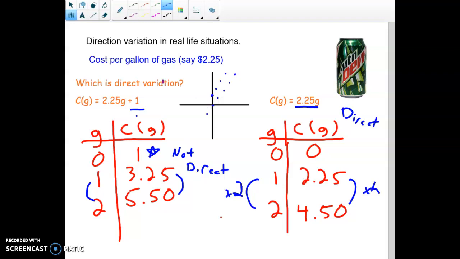So that one Mountain Dew changes everything. The Mountain Dew case is not direct. The one that's just gas is.